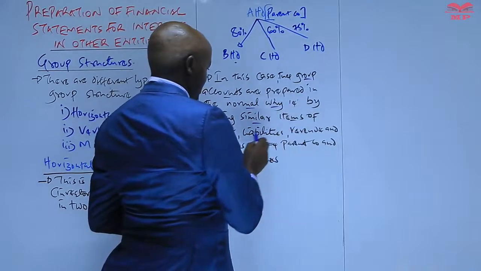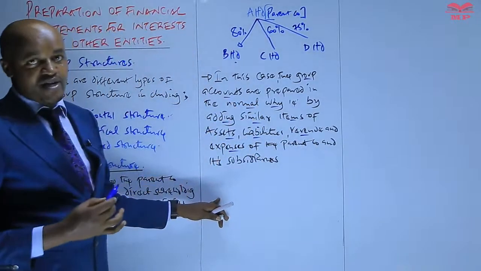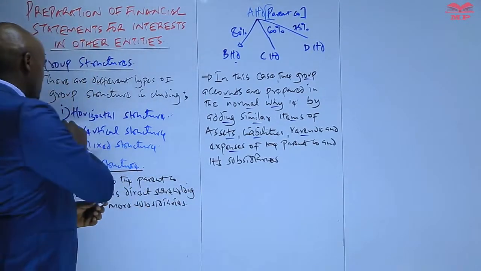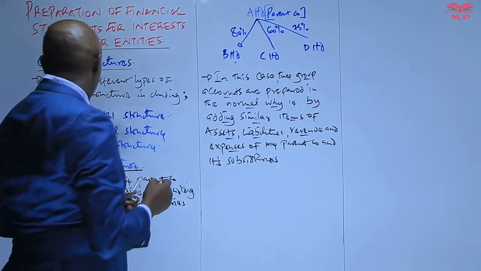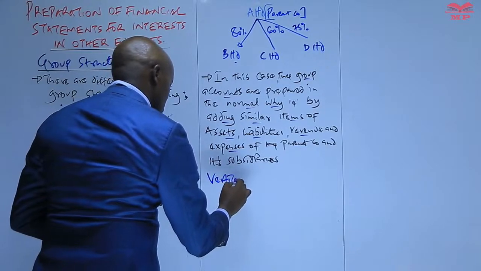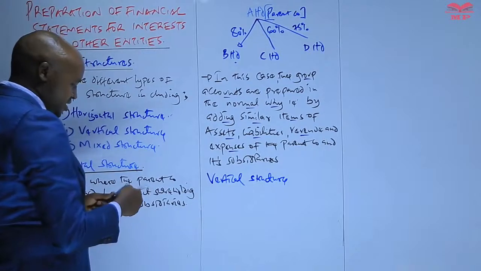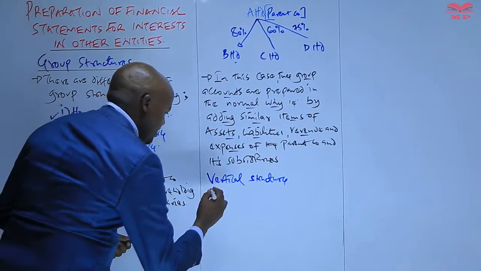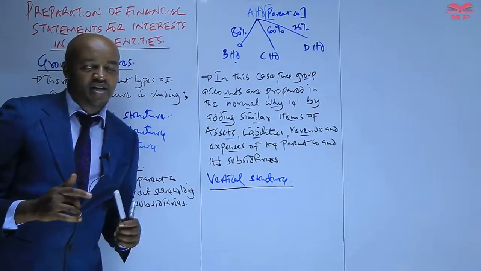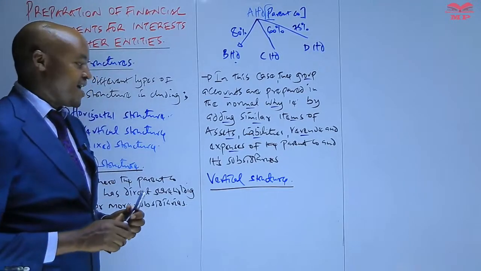Basically by adding similar items of assets, liabilities, revenue, and expenses of all the companies within the group. So let's move and look at the other type of group structure, which is number two, and that is the vertical structure. In this case, when we talk about a vertical structure, this is whereby the parent company is having a direct shareholding in a subsidiary, and then also having indirect shareholding in what we refer to as a sub-subsidiary.